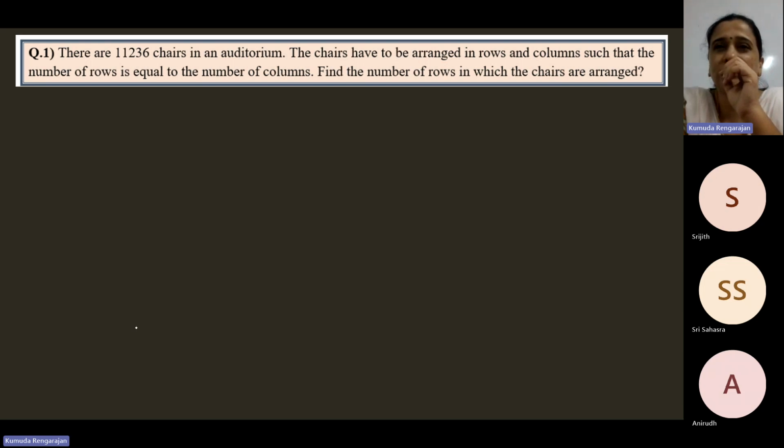Last half an hour or I think 20 minutes should do. We'll see the answers to the assignment questions I shared last week on cubes and cube roots.